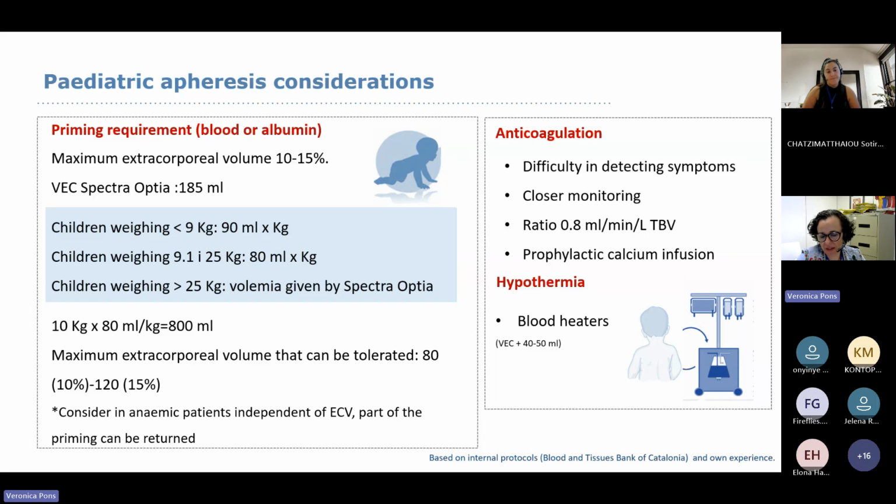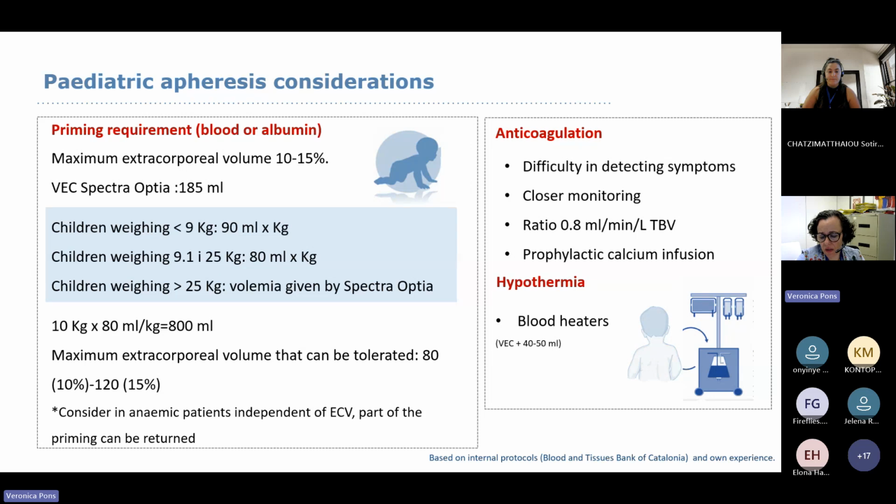There are pediatric apheresis considerations. You know that the machine itself requires an extracorporeal blood volume of approximately 185 milliliters, and it's estimated that the maximum allowable value in children is from 10 to 15% of the extracorporeal volume. So, as you can see in the example on the slide, a 10 kilogram child will always require the machine to be primed with allogenic blood.